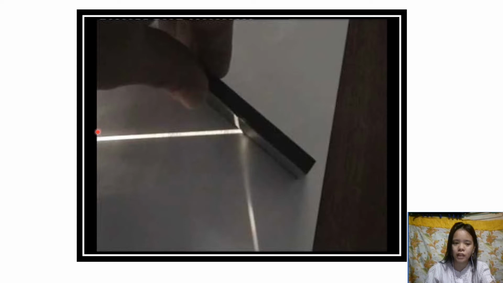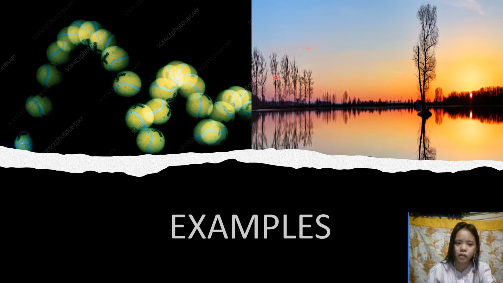So in real life, this is what you're going to see. There is a light, and then the light is reflected to the other side because it cannot pass through here. It can only go here. Another example is this ball, and it cannot pass through, so it bounces. And same with the scenery wherein the reflection on the water reflects this scenery because it cannot pass through and bounces back.